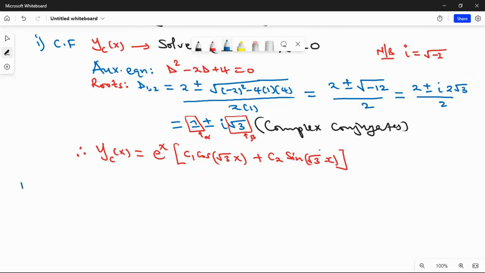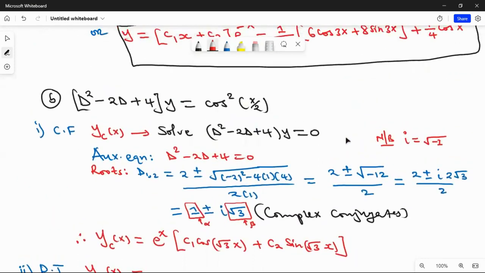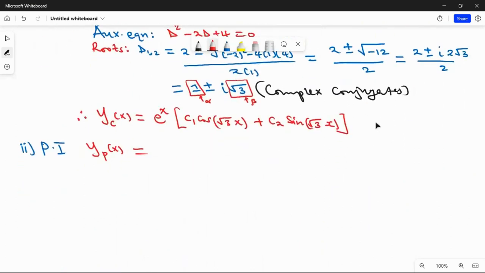Let's see how to find the particular integral. So Roman 2, you write particular integral, and this is denoted by y subscript p of x. We are using the inverse D operator, so I have to make y the subject of the formula in the ODE in part B. So that we'll have 1 over D squared minus 2D plus 4 operating on cosine squared of x over 2. So we write this as 1 over D squared minus 2D plus 4 operating on cosine squared of x over 2.